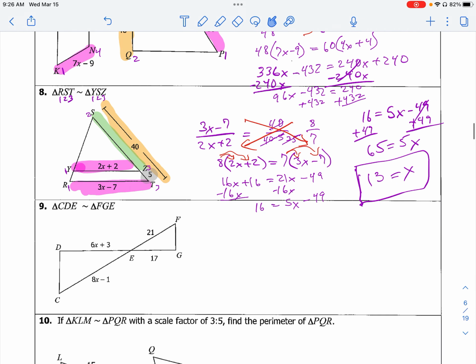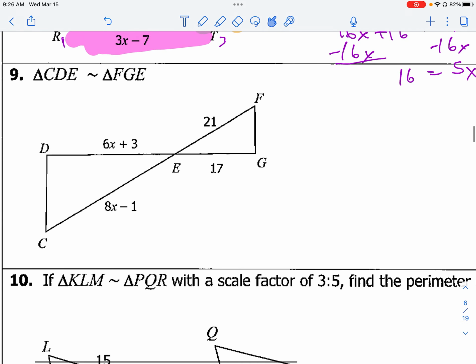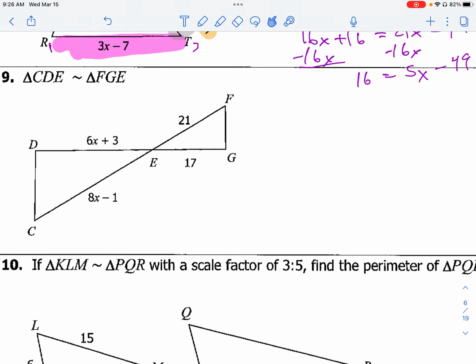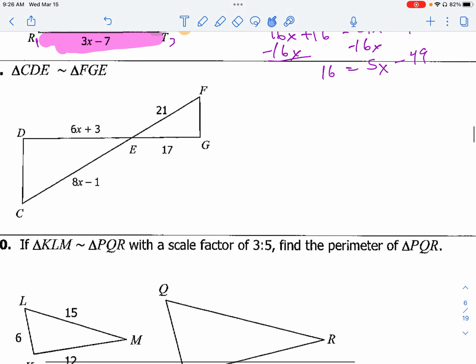And we're making good progress. So why don't you pause the video here and try number 9 on your own, and then restart it and watch me work through it and see if our answers match up. So go ahead and pause now. All right, welcome back. Let's see how you did.